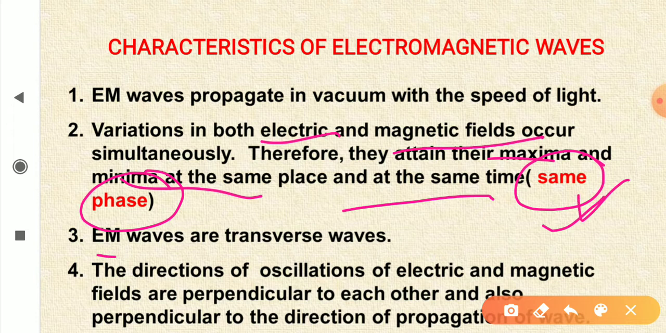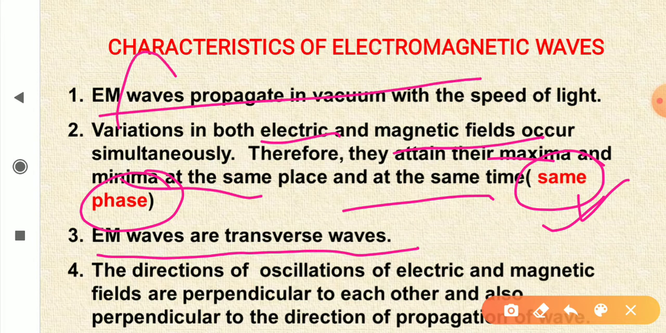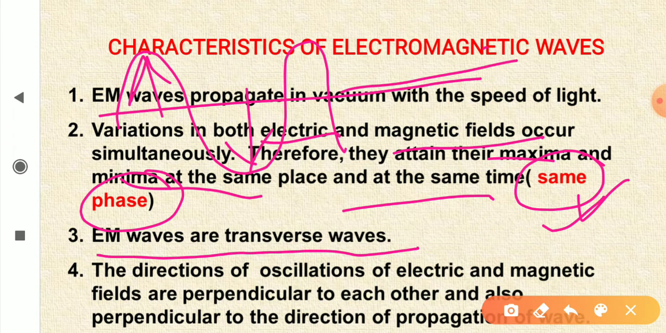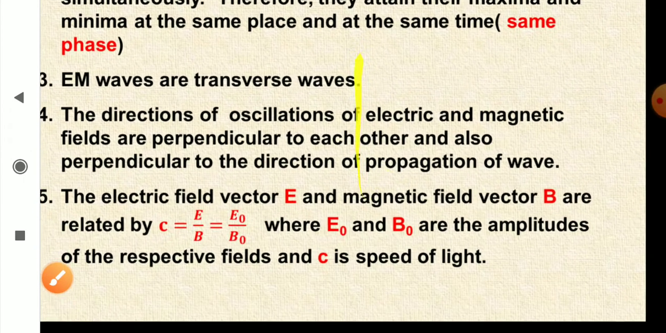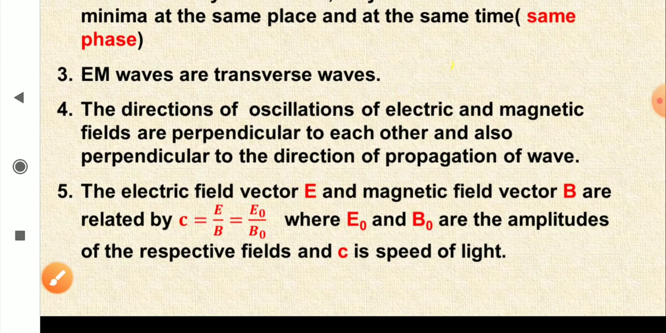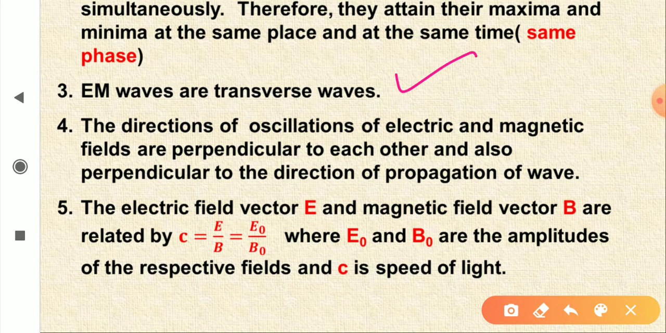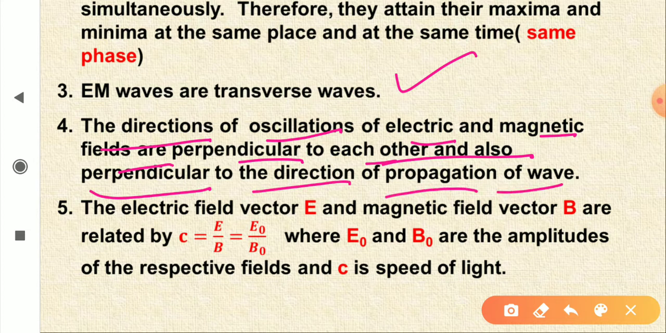Now electromagnetic waves are transverse waves. You have seen that the oscillations of electric field are perpendicular to direction of motion of wave, which happens in transverse wave, and same is the case with magnetic field. So electromagnetic waves are transverse waves. And now the directions of oscillation of electric and magnetic fields are perpendicular to each other and also perpendicular to direction of propagation of wave. I have just discussed this point.